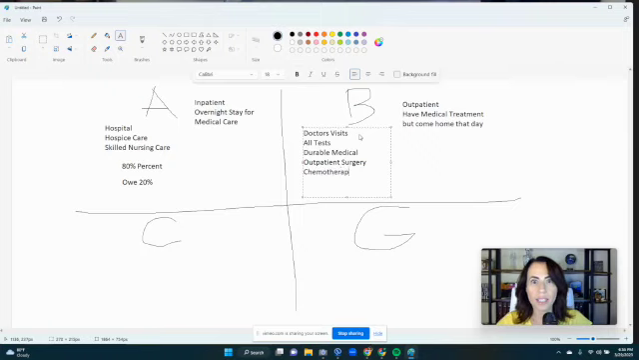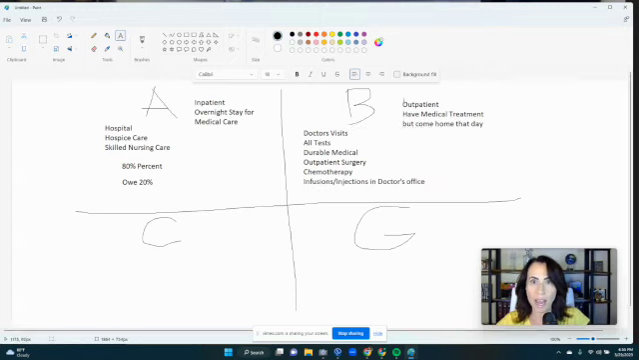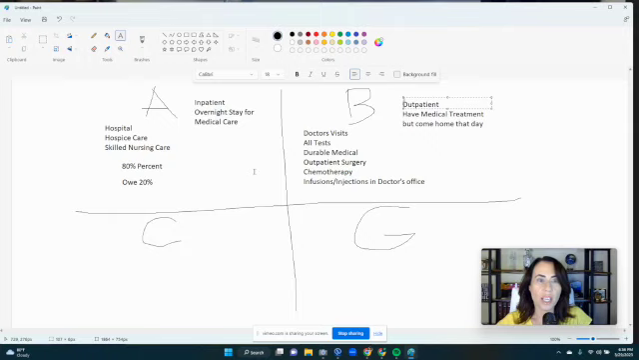I have a lot of clients that do have infusions or injections at their doctor's office. All of these items that I just described are outpatient, right? Outpatient. So when it's outpatient, again, it does mean you come home the same day.